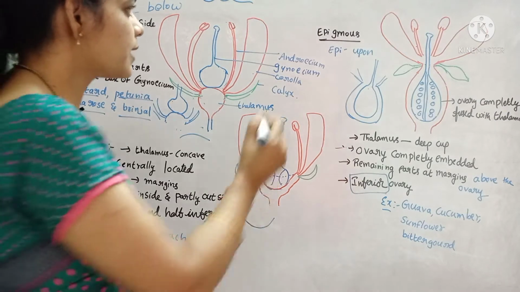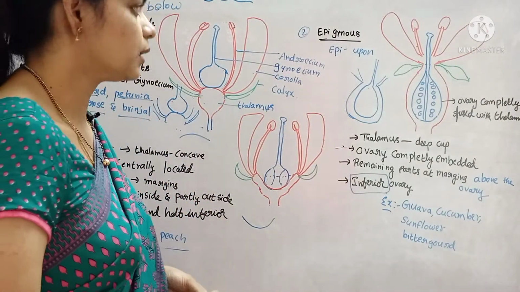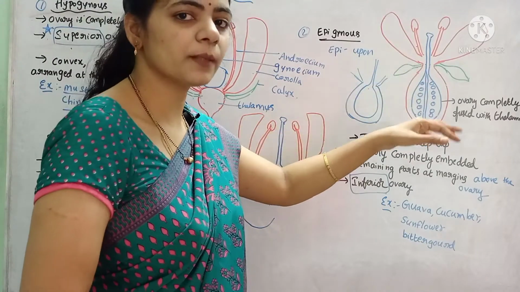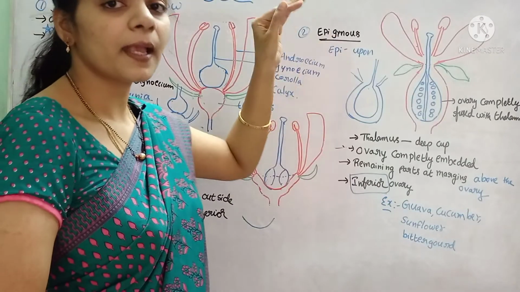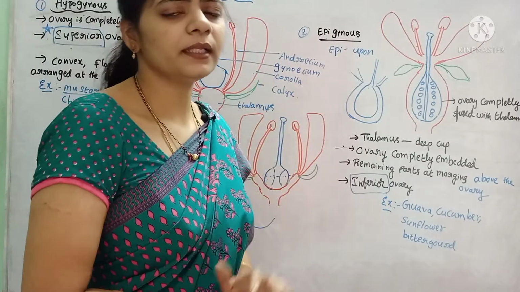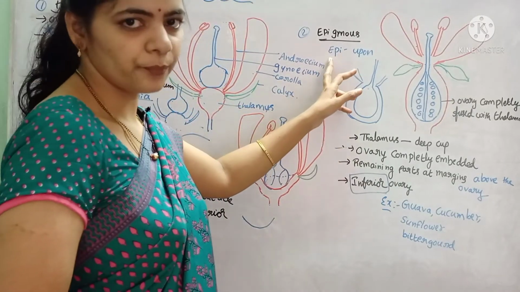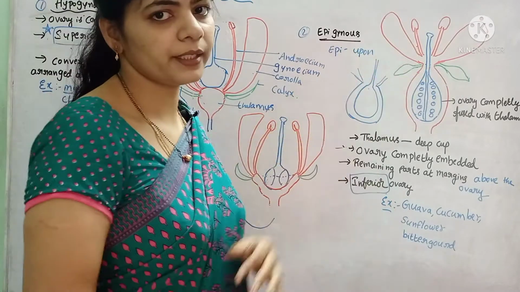And the second one is epigynous. In this, epi means what? Upon. So upon the gynoecium, that is above the gynoecium, the floral parts are arranged. Hence the name indicates epigynous. By hearing the name itself, you have to understand the concept here. Epi means upon, gynous means gynoecium. The floral parts are present above the gynoecium.